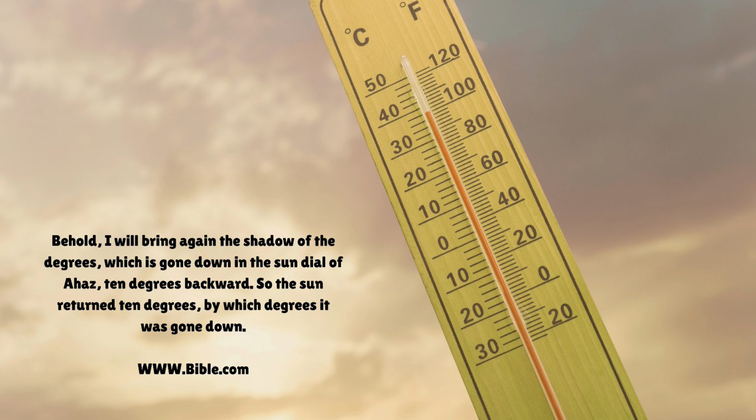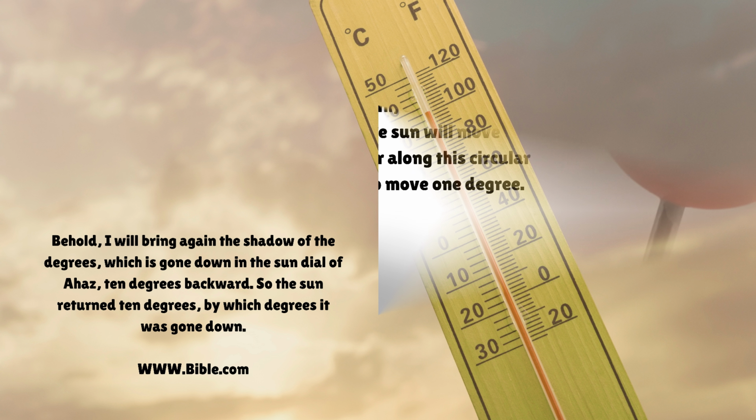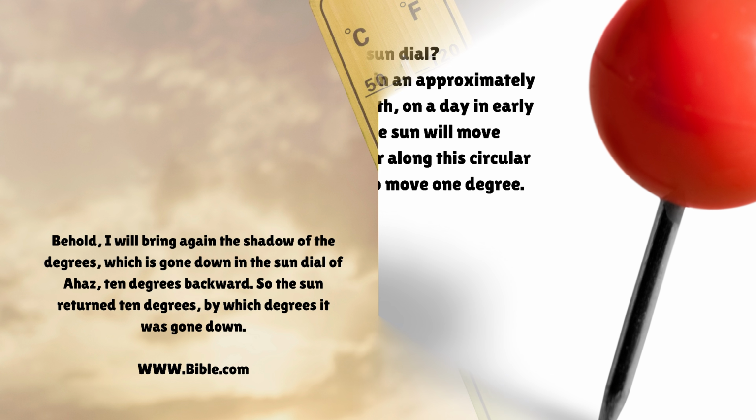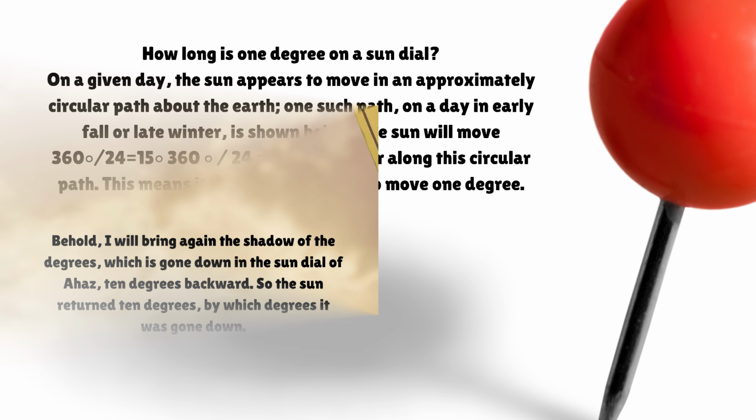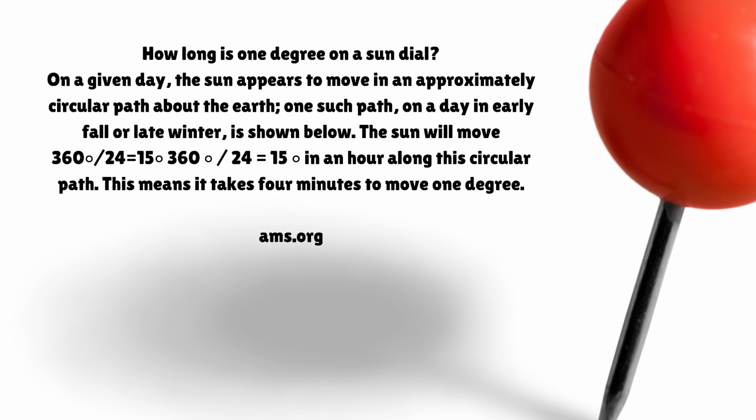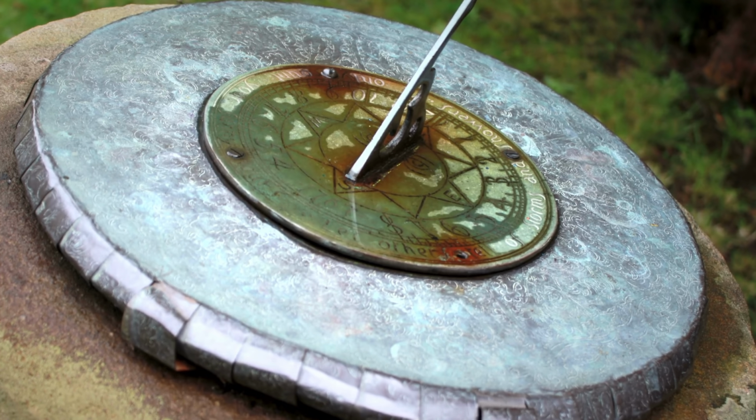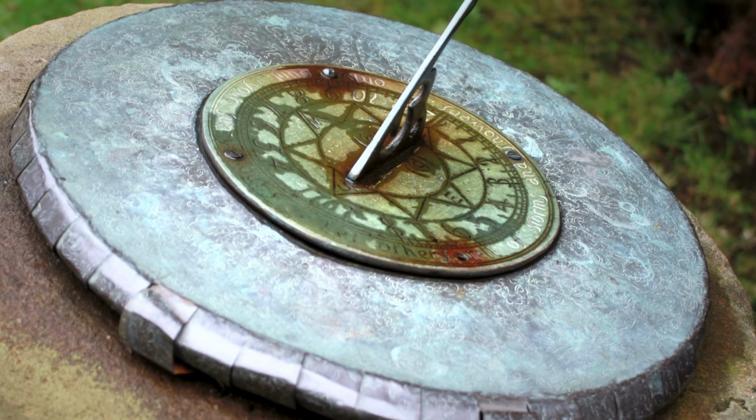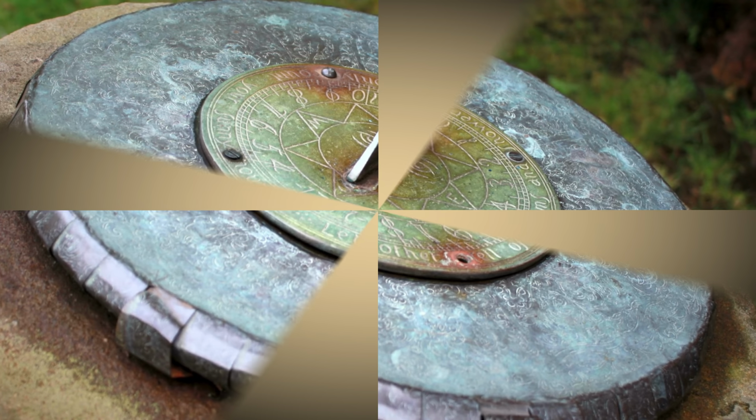So I did a little research and tried to get an understanding. And I saw this one question: how long is 1 degree on a sundial? Now, they stated that on a typical day, if we think about a circular path around the earth, on a day in early fall or late winter, the sun will move 360 degrees divided by 24, which equals 15 degrees. So we're thinking the revolution of the earth, the 24-hour period of the day, will equal 15 degrees.